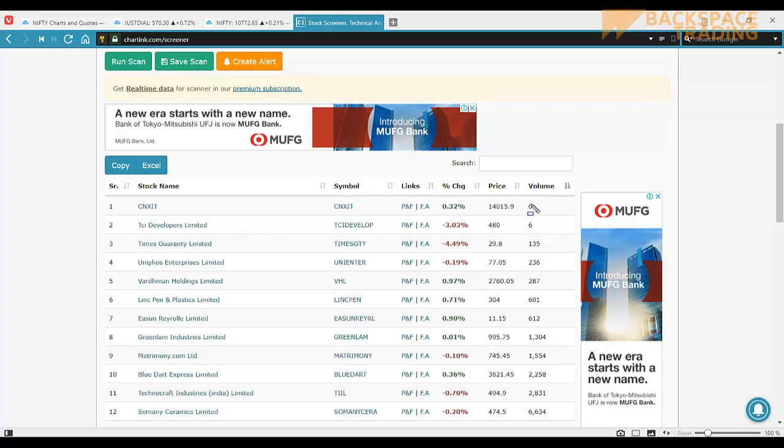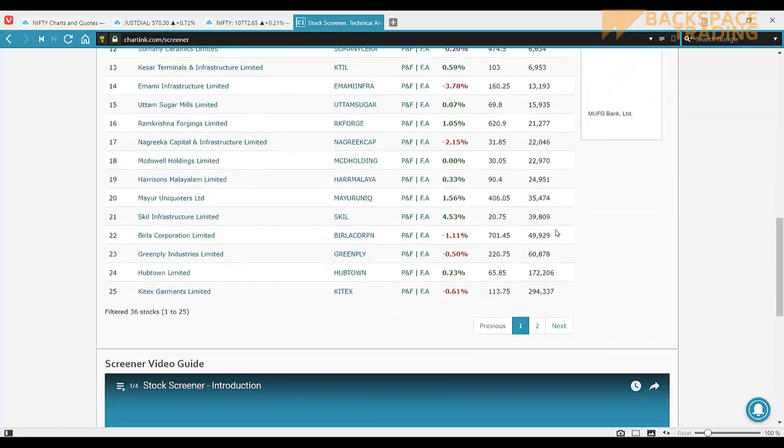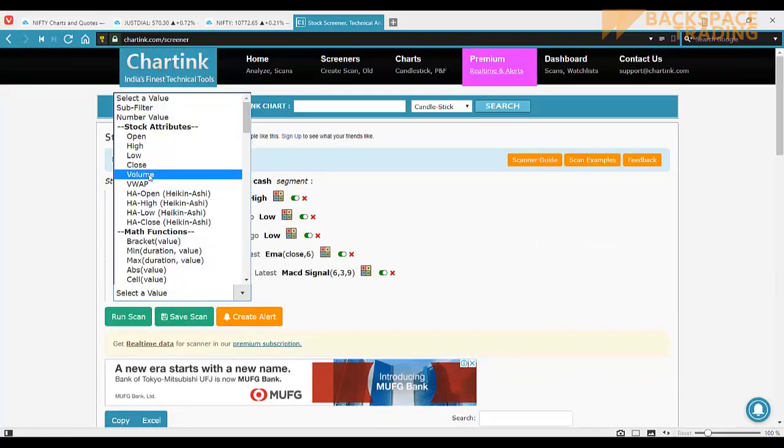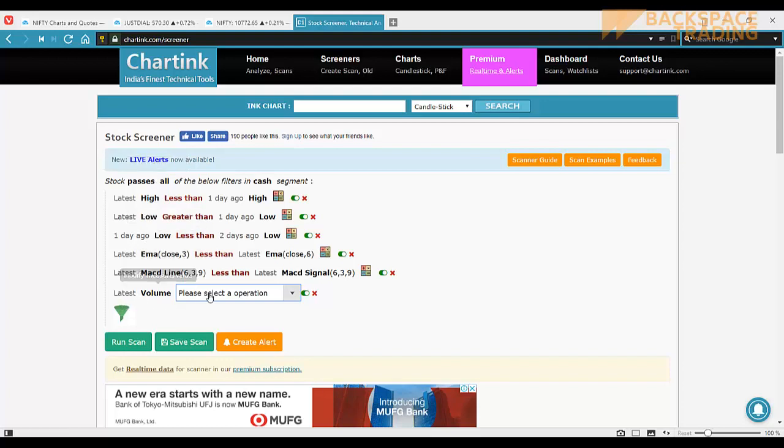Now see this zero volume or CNXIT, so leave it. This is joke, right? Who wants this 6 shares? I mean, I really don't know why the heck 480 rupees share, only 6 quantity traded. I don't need any of this. I am going to bring in volume over here. Latest volume should be greater than the number value of 1 lakh.